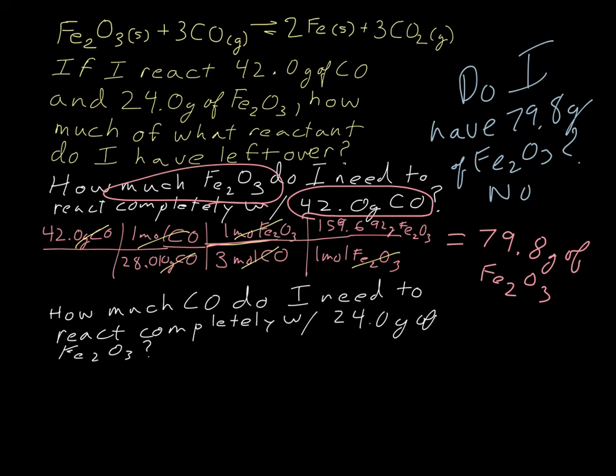That means that my iron 3 oxide is going to limit my production. That iron 3 oxide is my limiting reagent, because I don't have enough iron 3 oxide to completely consume my carbon monoxide. I'm going to have extra carbon monoxide left over. If you're not seeing that, then let's answer this other question. The answer will make it doubly clear. How much carbon monoxide do I need to react completely with 24 grams of iron 3 oxide?